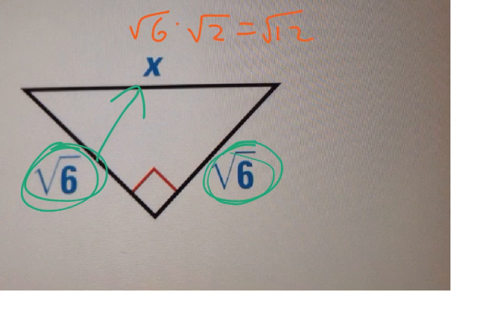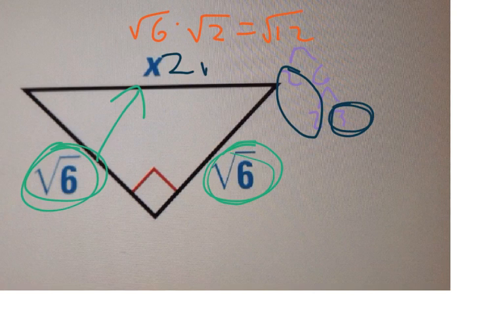And guys, that's our answer. Let's make sure we simplify, though. 12 is 2 times 6. 6 is 2 times 3. Notice I have a pair of 2's, which will make that a 2, right? And that extra 3 is a square root of 3. And so the missing hypotenuse is 2 square root of 3.